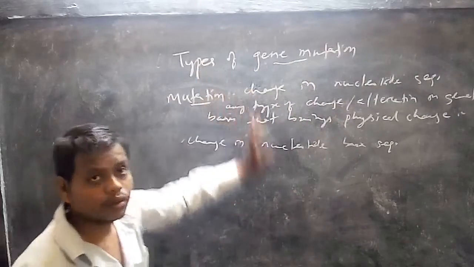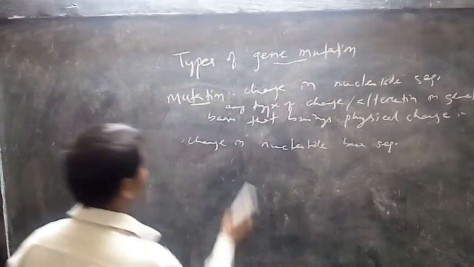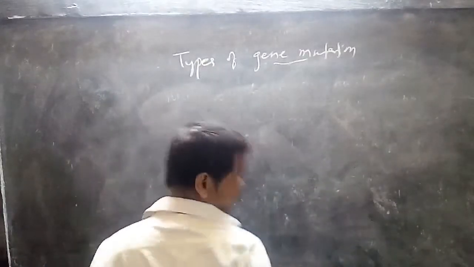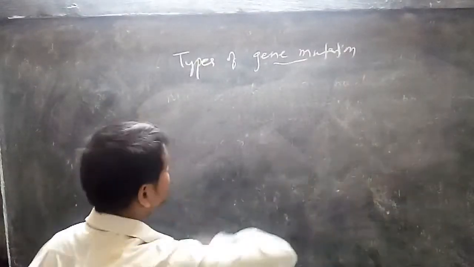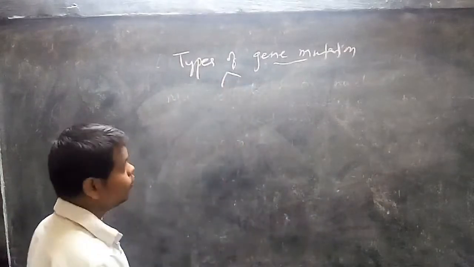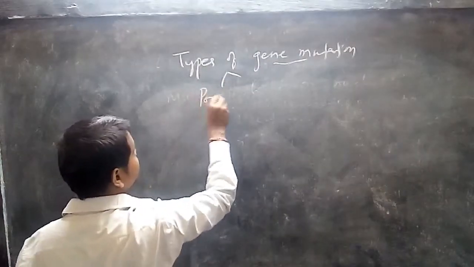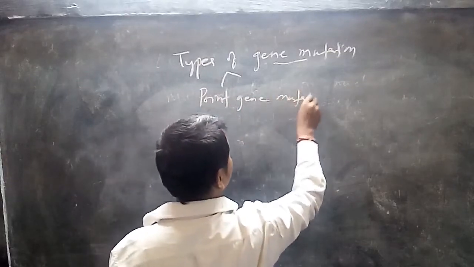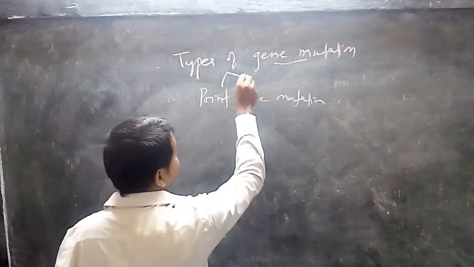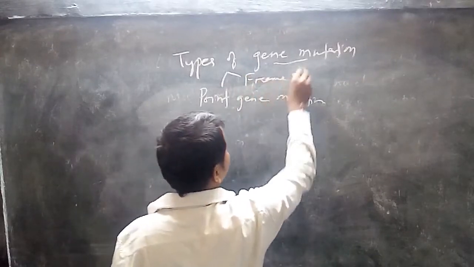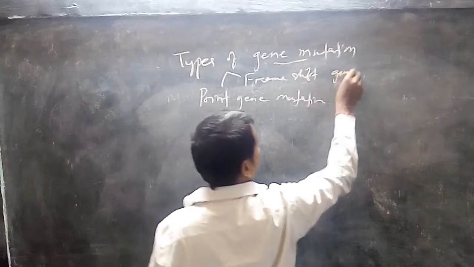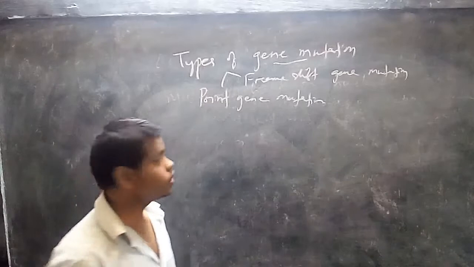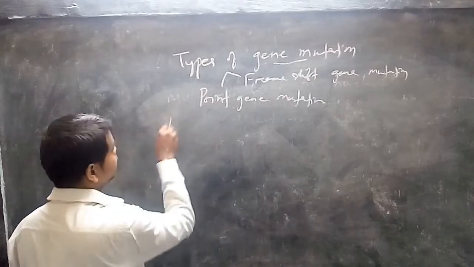Then there are types. What are the types of gene mutation? There are generally two different types of gene mutations. One is point gene mutation. Another is frameshift gene mutation. First of all, we will discuss what is point gene mutation.